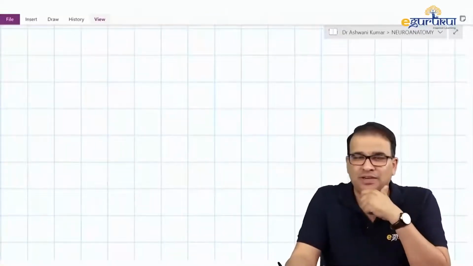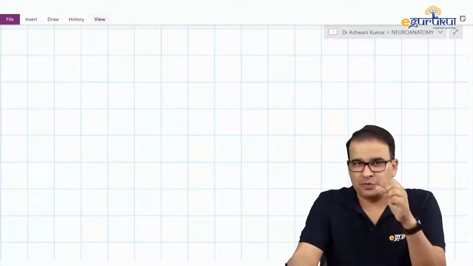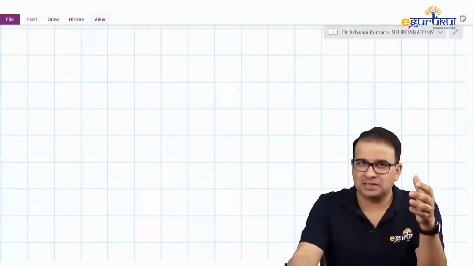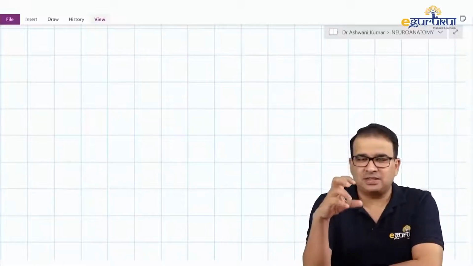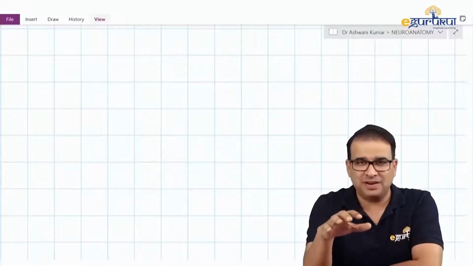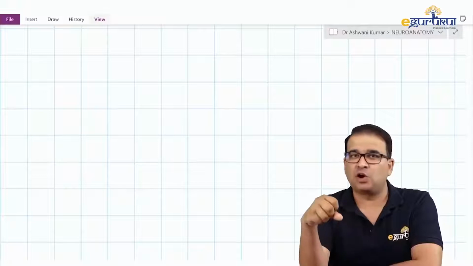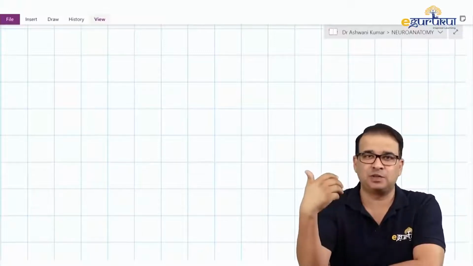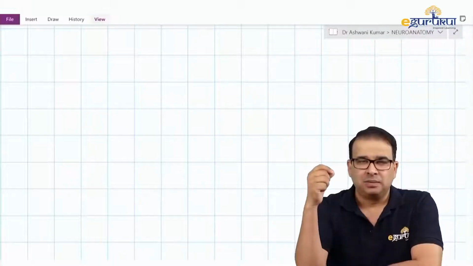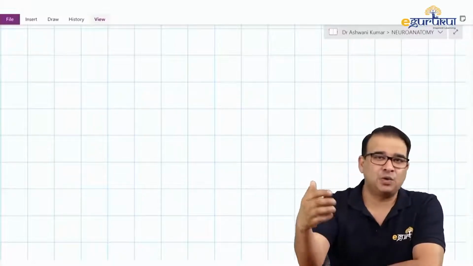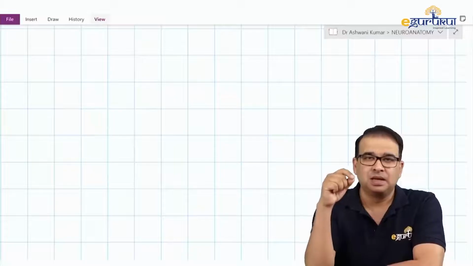So guys, now let's talk about the tracts of the spinal cord, in which we'll first look into the ascending tracts and then the descending. In fact, in the ascending tracts, first we need to find out the location of the ascending tract, that which part of the spinal cord they are present in. Are they in the dorsal side of the spinal cord, or toward the lateral side, or toward the anterior side? Because that will also help us to understand how the second order neuron actually reached there.